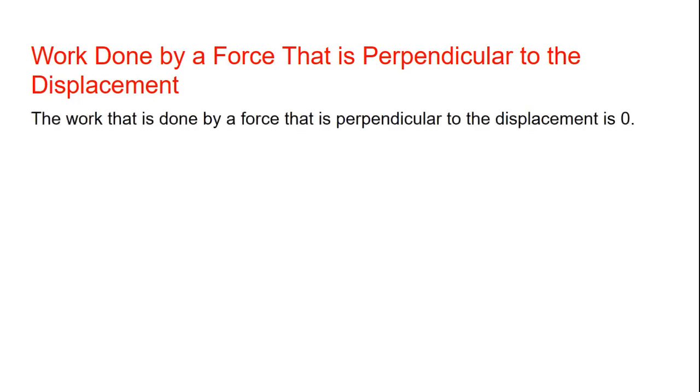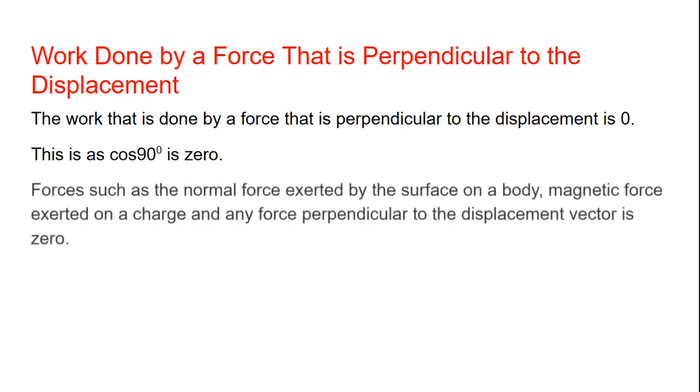The work that is done by a force that is perpendicular to the displacement is 0. Why? Because cos 90 degrees is 0. And forces like the normal force that's exerted by the surface on this body, or the magnetic force experienced by a charge in a magnetic field, the work done is zero.